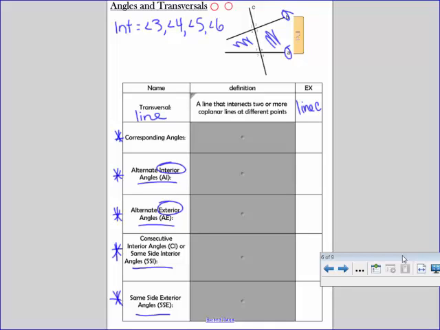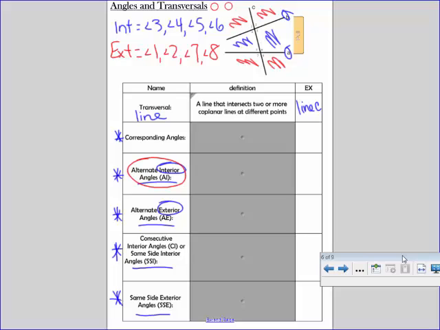That leaves us with the exterior ones, the ones that are on the outside of the two lines. So exterior angles would be angle 1, angle 2, angle 7, and angle 8. When we look at alternate interior angles, we're only going to be using angles that are on the interior. So they're going to be pairs of 3, 4, 5, or 6. We're not going to use any of those exterior ones.